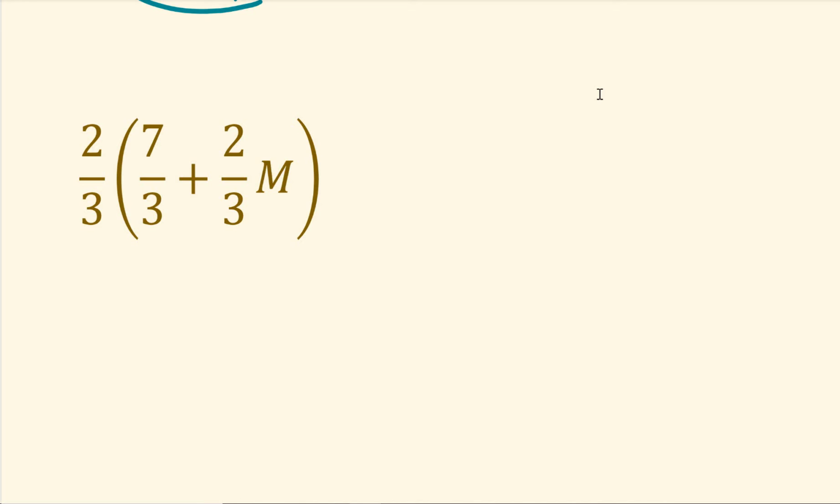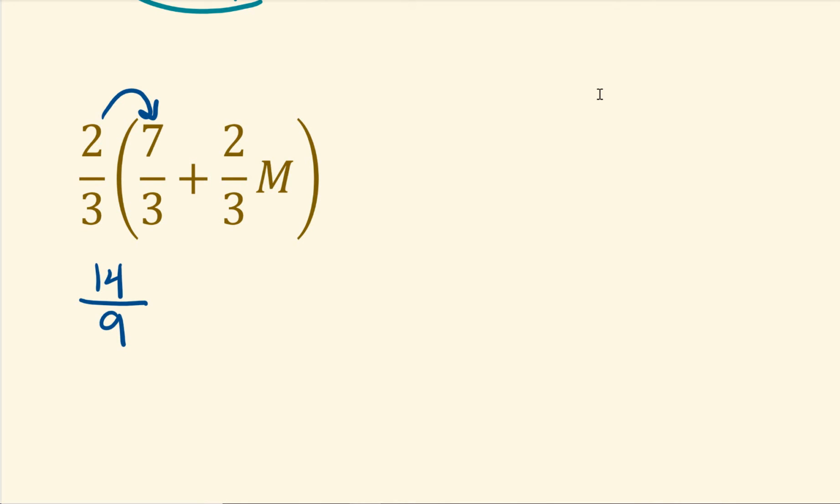Alright, our next example, 2/3 times the quantity 7/3 plus 2/3 m. Don't let the fractions scare you, right? They're just fractions. They're not a big deal, right? It's the same exact process. That 2/3 is going to be distributed to that 7/3. And when we multiply fractions, remember we multiply straight across. So it's 2 times 7, which gives me 14. And then 3 times 3, which gives me 9.